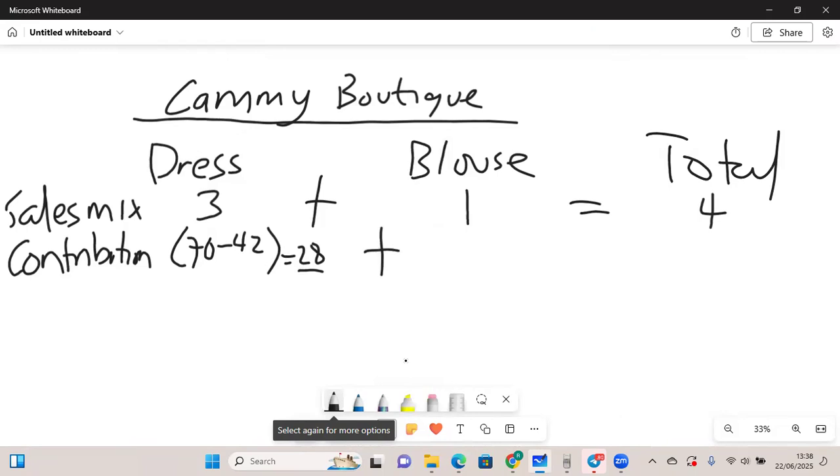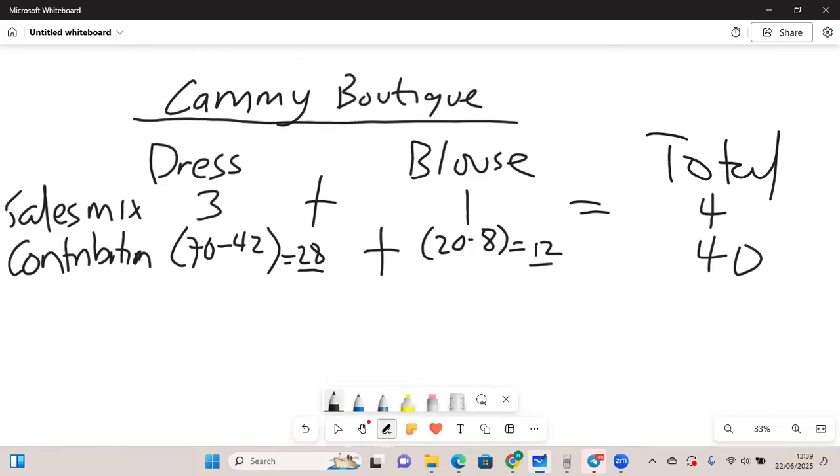Now plus, for blouse, the selling price is 20, and the variable cost is 8, which is going to give us 12. The total contribution for these two is going to be 28 plus 12, 40. So I just added the two I've underlined.